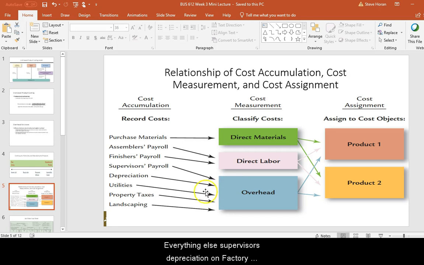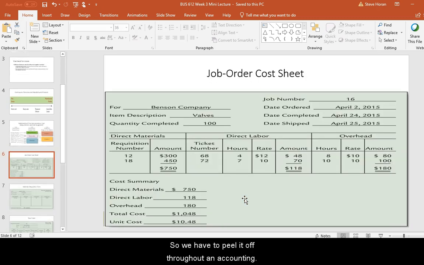So supervisors, depreciation on my factory, depreciation on machinery, utilities on my factory, property tax on my factory, landscaping on my factory, just any cost that pertains to my factory in general, I'm allocating. So direct material and direct labor, I directly trace. Overhead, I allocate. And so we have to accumulate costs throughout an accounting period.